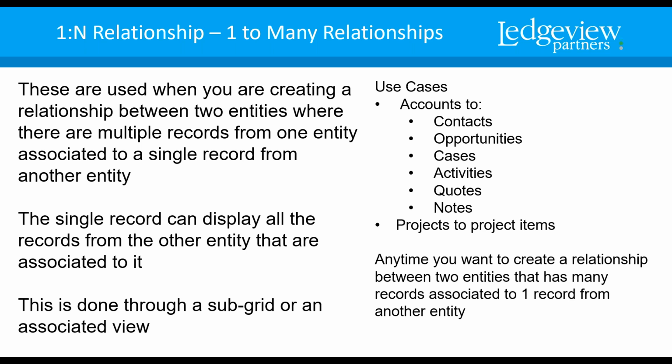Basically what that means, best use cases you can really look at, is an account to contacts, to opportunities, to cases, activities, quotes, notes, etc. There's one parent relationship and a whole bunch of child records. So one parent, many children. Hence the one-to-many relationship. That's where the 1:N relationship comes in. Okay, the single record can display all the records from the other entity that are associated to it.